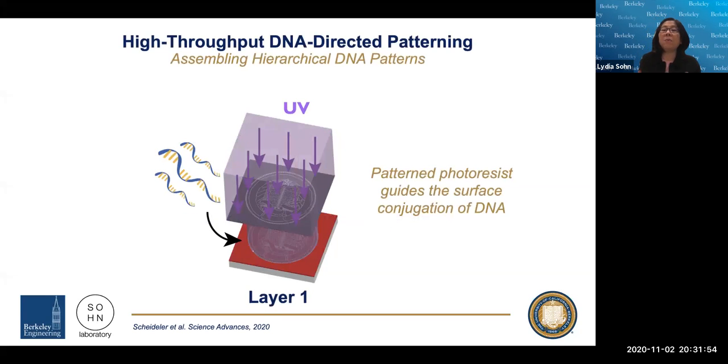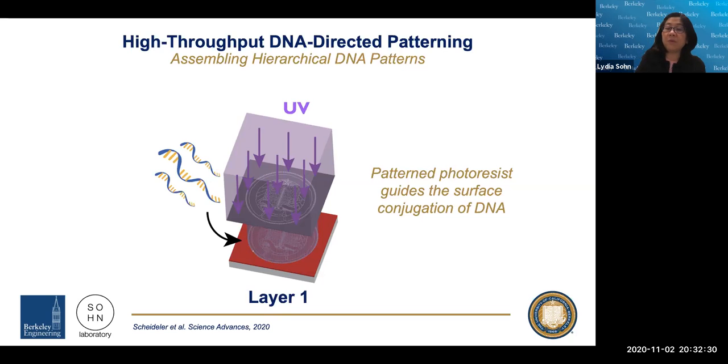Now, how does high throughput DNA directed patterning actually work? It essentially is a layered method whereby in the first layer, you spin your resist onto a substrate and you expose the pattern of a mask onto your substrate. And through development of the resist, you expose areas of the aldehyde coated glass, and thereby you can guide the surface conjugation of a particular DNA oligo onto your substrate.